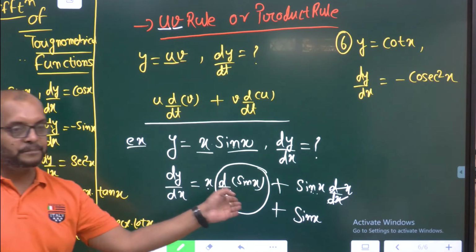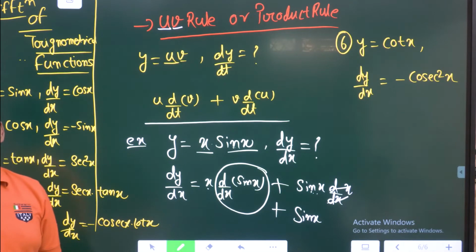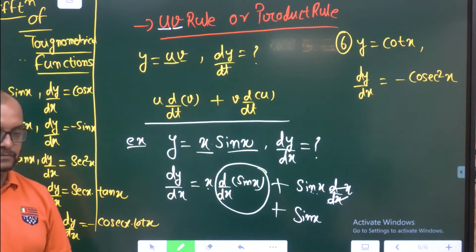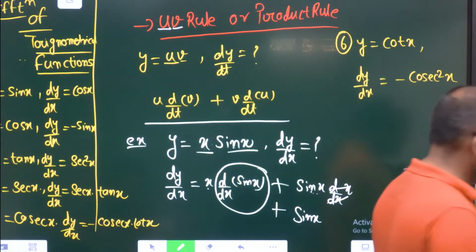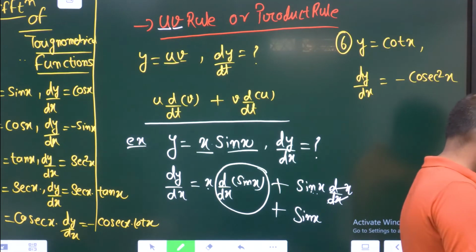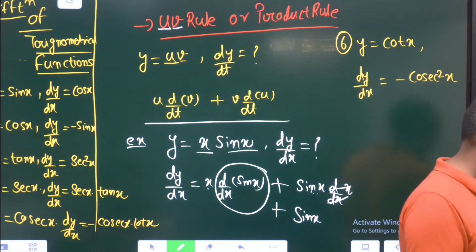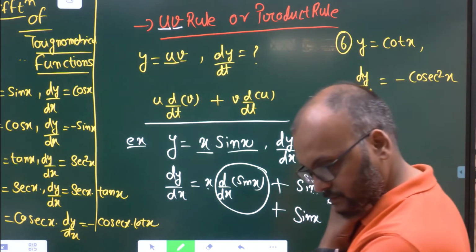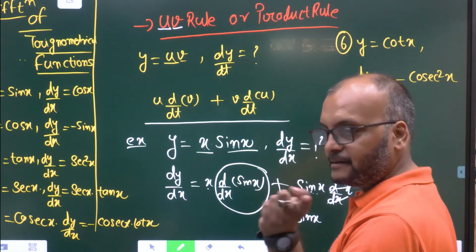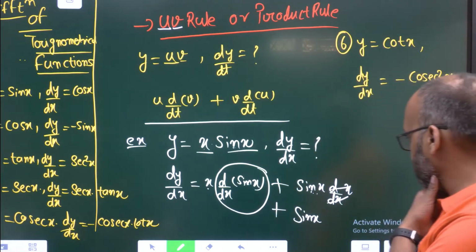So solve this one now. Solve this. Complete this now. You know the differentiation of sin x now. Solve this. You have solved it already? x cos x.